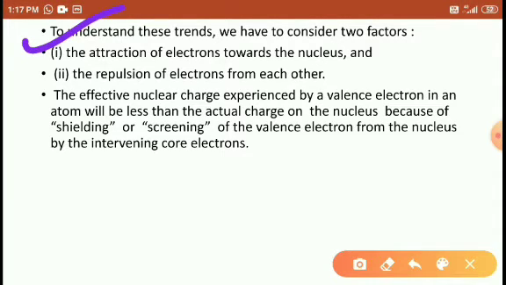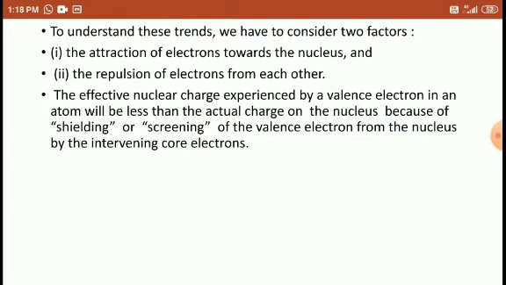To understand this trend, we have to consider two factors: the attraction of electrons toward the nucleus and the repulsion of electrons from each other. We have already discussed the attraction of the electron to the nucleus, called the effective nuclear charge. The effective nuclear charge experienced by the valence electrons will be less than the actual charge on the nucleus, because of the shielding or screening effect of the intervening electrons.